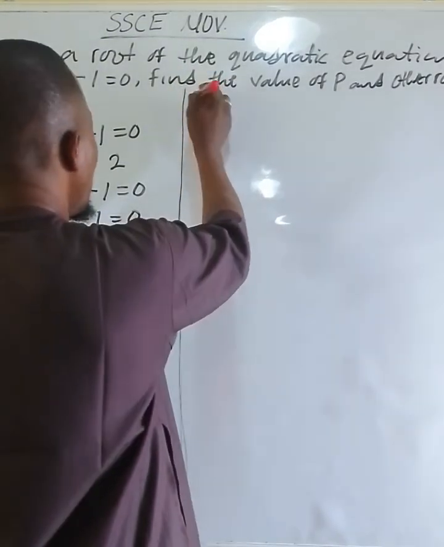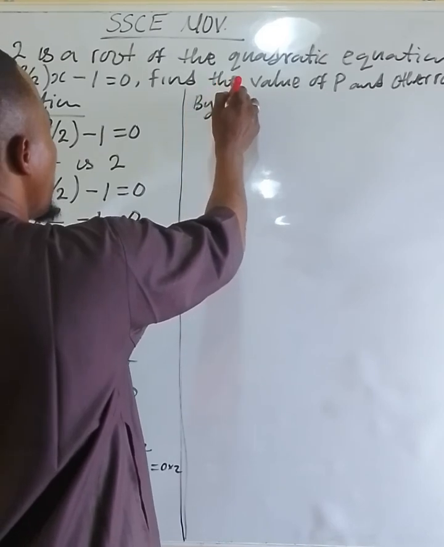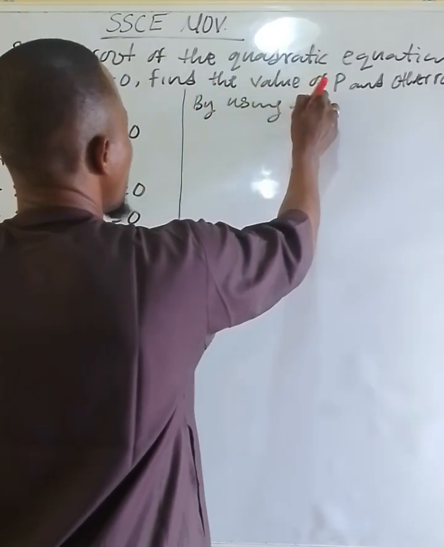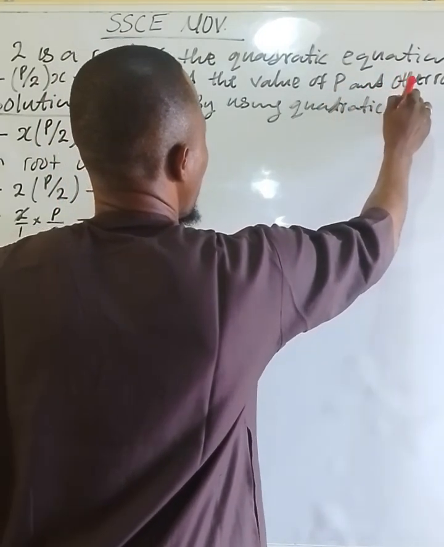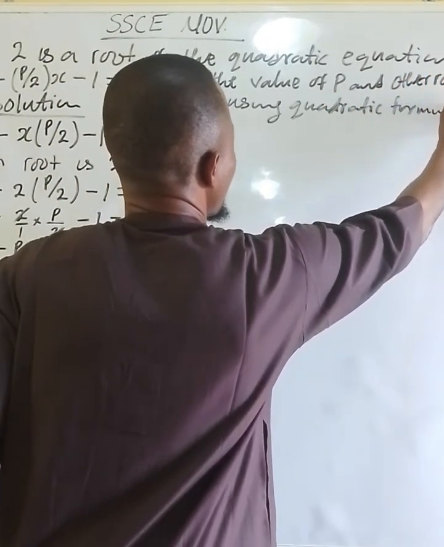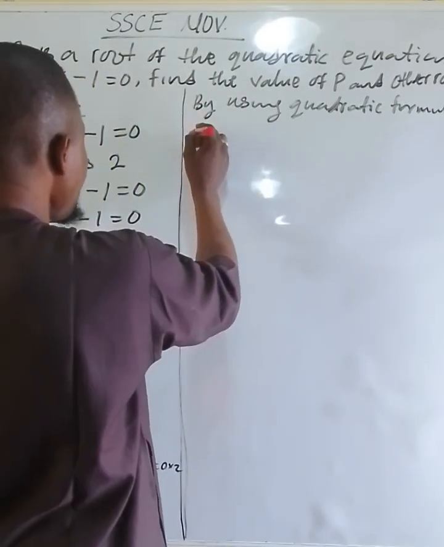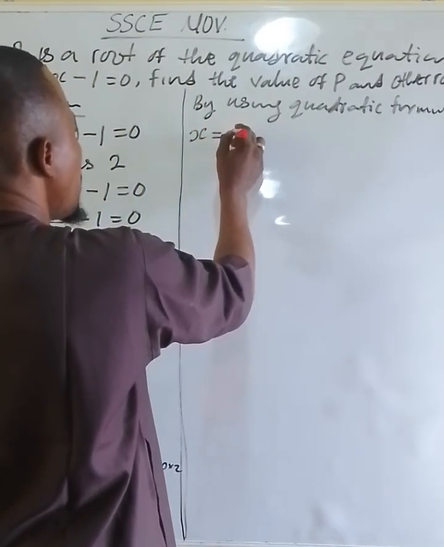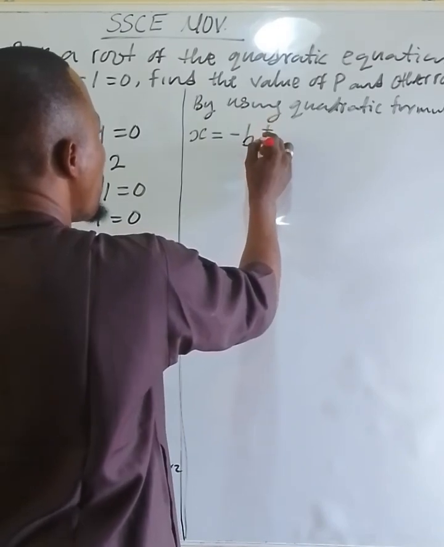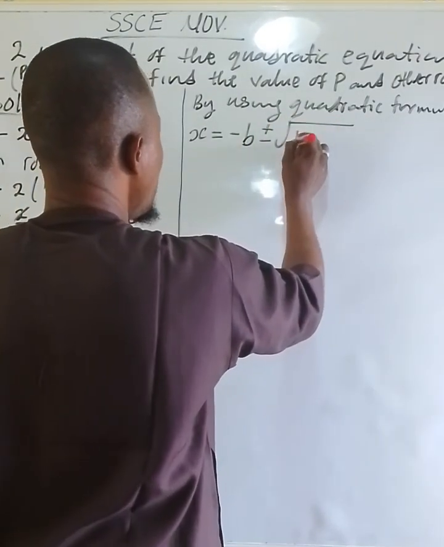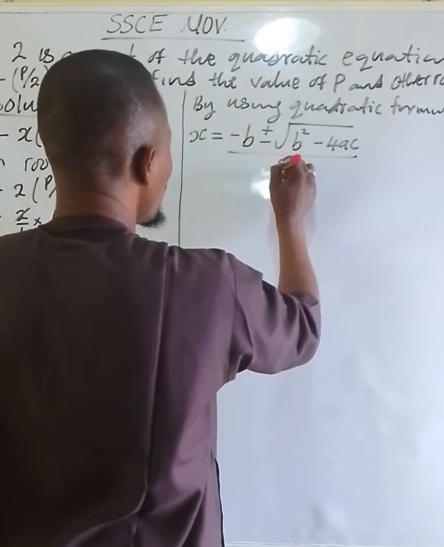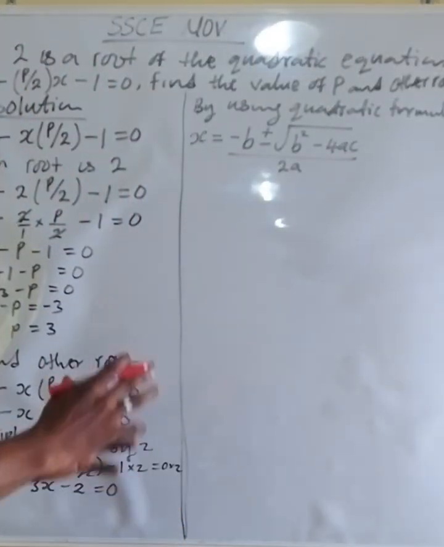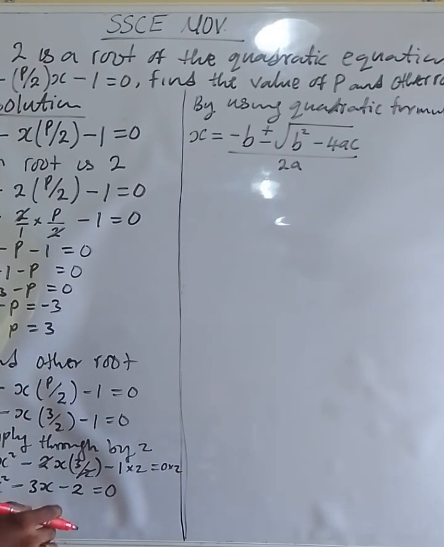So now we say, by using quadratic formula. So the quadratic formula states that x equals minus b plus or minus the square root of b squared minus 4ac, everything over 2a. So once you have the formula like that, you will now go back to your equation. You identify the coefficient of x squared.